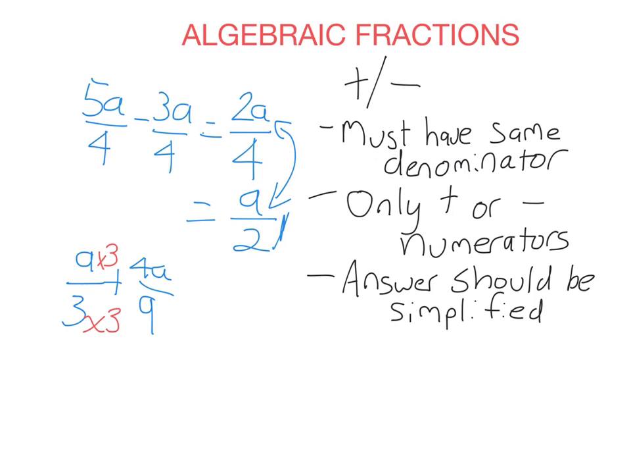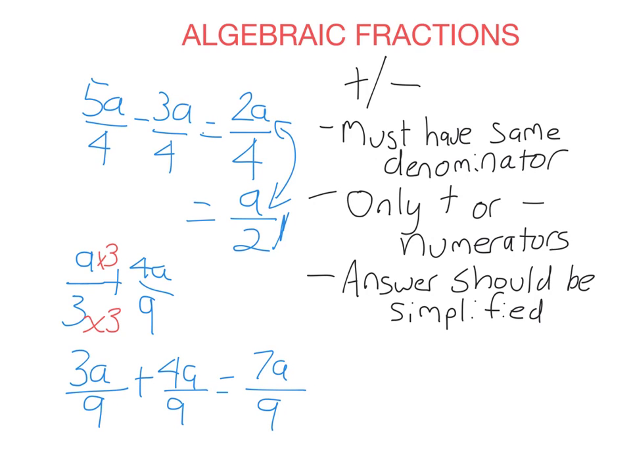I'm finding an equivalent fraction for a over 3 whose denominator is 9. So a times 3 is of course just 3a, 3 times 3 is 9. So I have 3a over 9 plus 4a over 9. Simple as that, that just becomes 7a over 9.